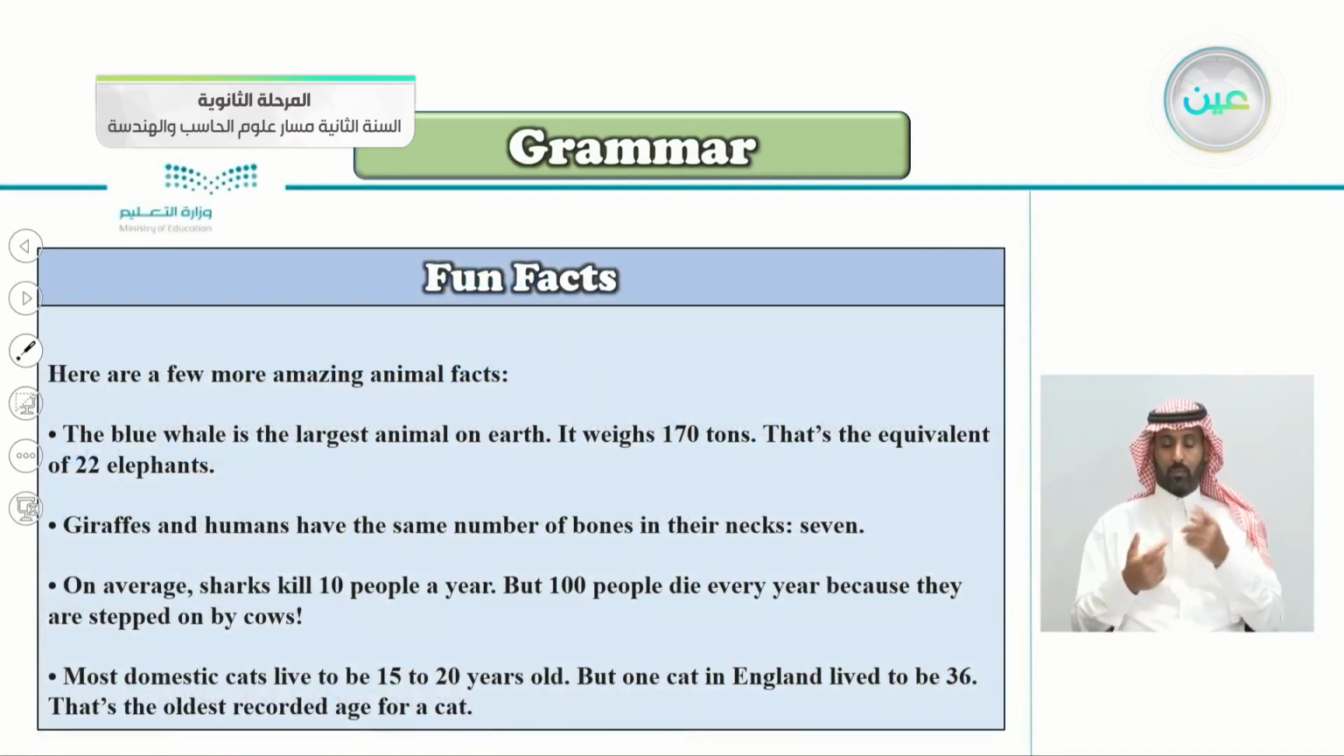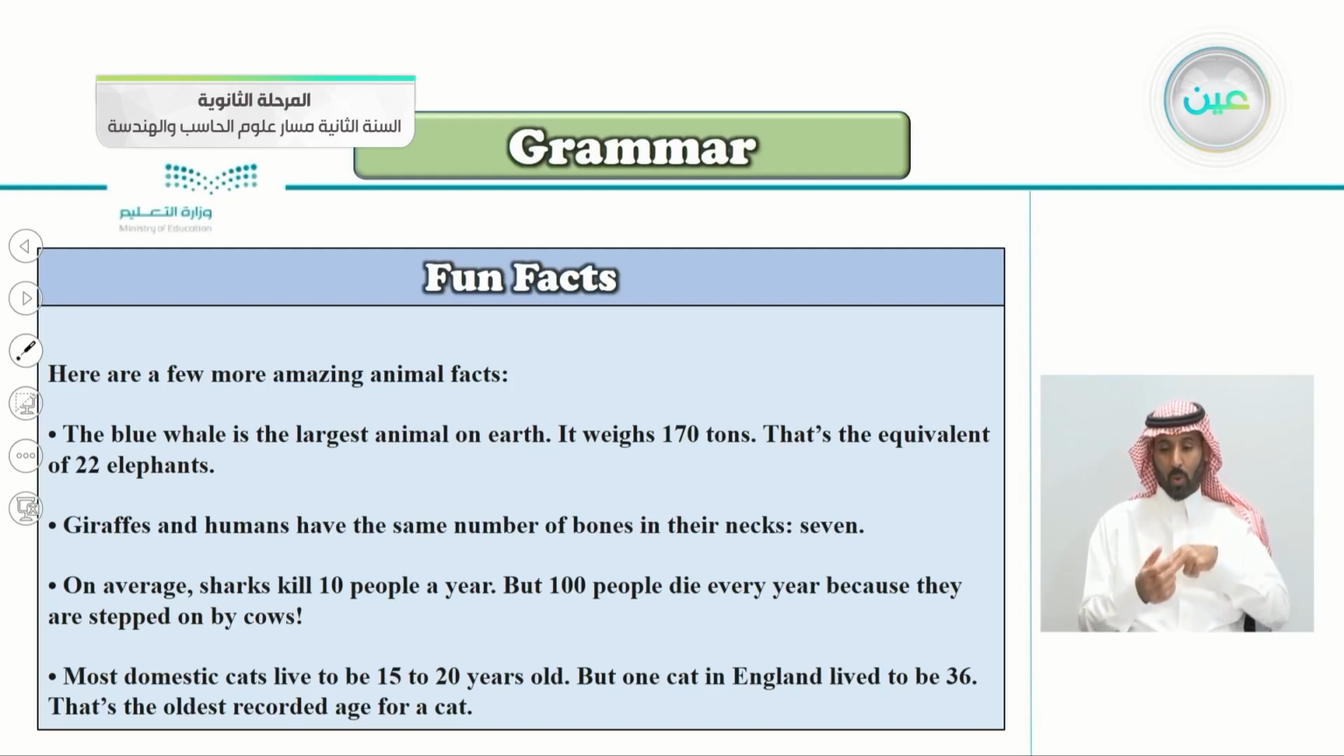And here are some fun facts here for amazing animal facts. The blue whale is the largest animal on Earth. It weighs 170 tons. That is the equivalent of 22 elephants. Giraffes and humans have the same number of bones in their necks, 7 bones, even though giraffes have longer, way longer necks.